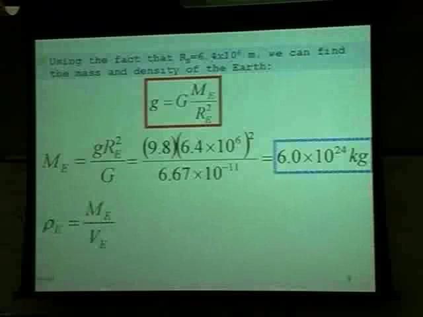And I can figure out the density of the Earth as the mass of the Earth divided by the volume of the Earth. We treat the Earth like a sphere, so its volume is 4/3 pi r cubed.